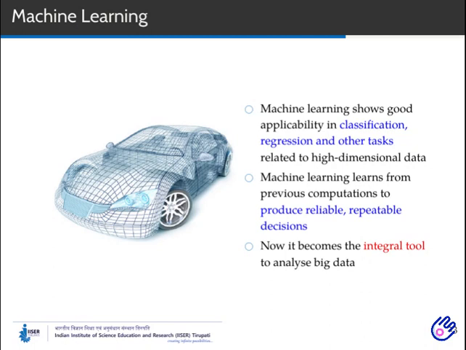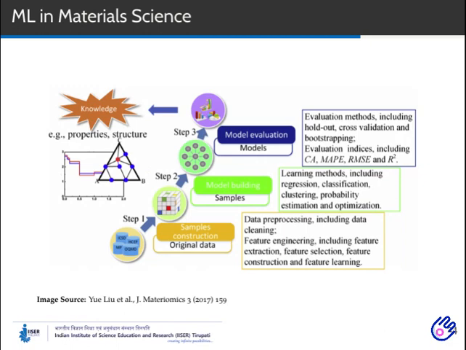What machine learning does is nothing but standard statistical procedures like classification and regression, but on a large scale, and it learns from the data. So when a new system is introduced, it can estimate its potential. Nowadays, it is utilized in every scientific domain due to its reliable and repeatable decisions. This image simply describes the machine learning process in material science.